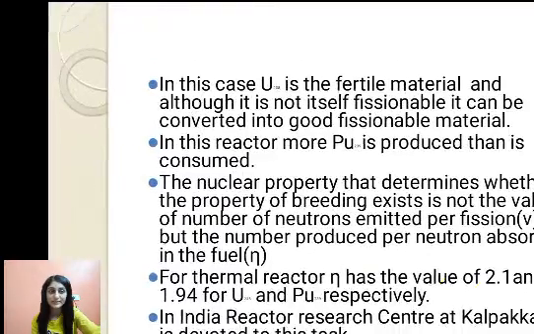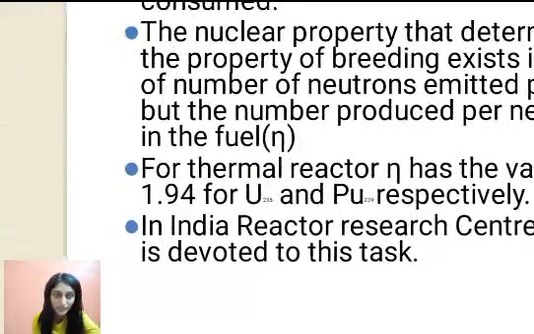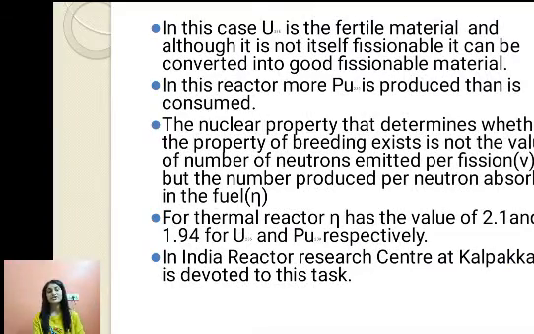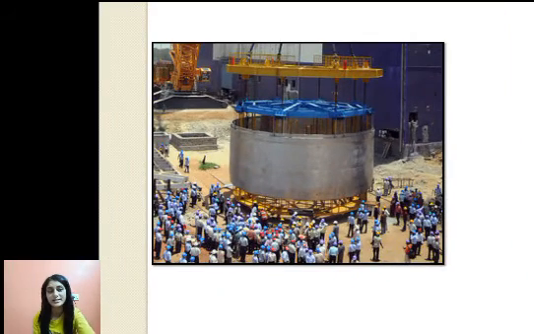The nuclear property that determines whether breeding exists is not the number of neutrons emitted per fission, but the number produced per neutron absorbed in the fuel. Generally for a thermal reactor, eta, the neutrons produced per neutron absorbed in the fuel, has a value of 2.1 for uranium-235 and 1.94 for plutonium-239. In India, the Reactor Research Centre at Kalpakkam is devoted to this task. This is RRC Kalpakkam, which is a breeder reactor.